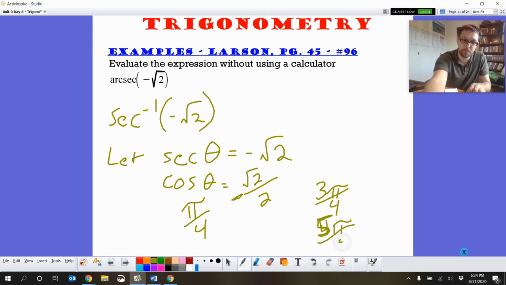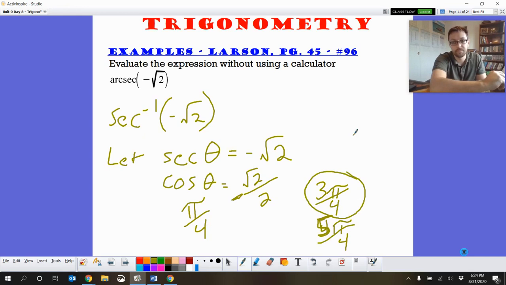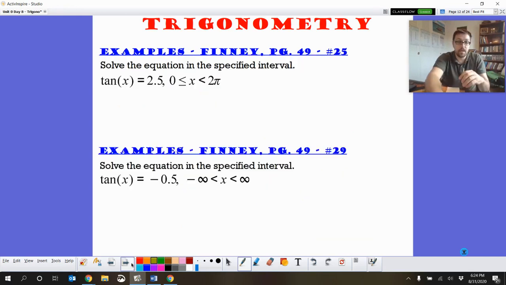Now this one's doing arcsecant, and what that's trying to say is like, hey, we don't want to worry about the additional example. So all we're going to do is we're just going to take the smaller one. So 3 pi over 4 is what we're looking for in this one. Here's another one we're going to solve.